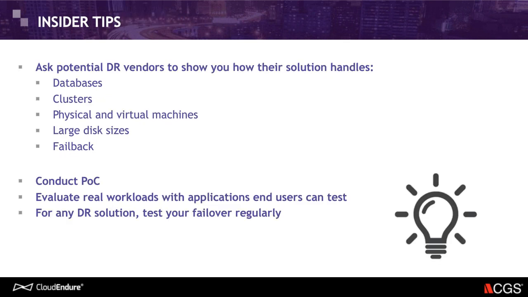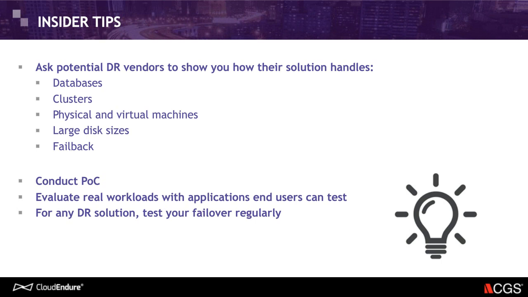And some notes and tips on things to look at when you're making these types of selections. Ask DR vendors if they can work well with databases, clusters, both physical and virtual machines, different OSs, large disk size, and of course, ask about failback. I guarantee every single one will tell you that they can. I advise that you dive into the details, go through it, ask to conduct a POC, see the products in action, make sure they can actually live up to the potential that the salesperson is telling you about.